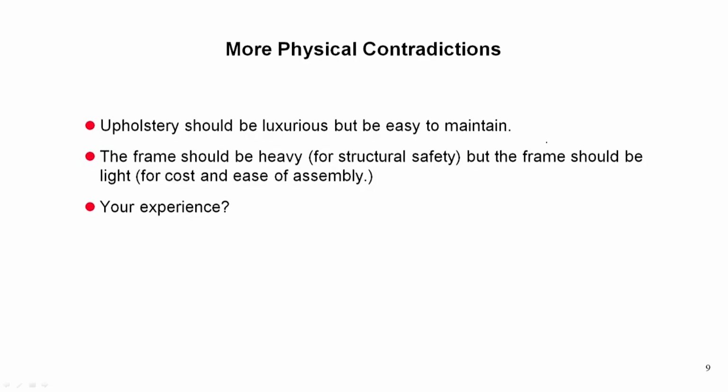There are many examples of physical contradiction, like upholstery should be luxurious, but it should then be easy to maintain. A frame should be heavy for structural safety, like the frame of my spectacles. From the point of view of holding these lenses, it has to be heavy enough so that it can hold them. It should not get bent or deformed, but it should also be light, and that will reduce the cost, and ease of assembly will be there.